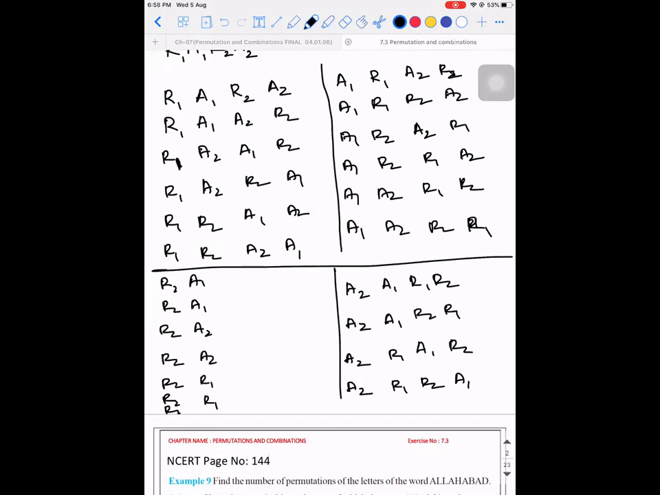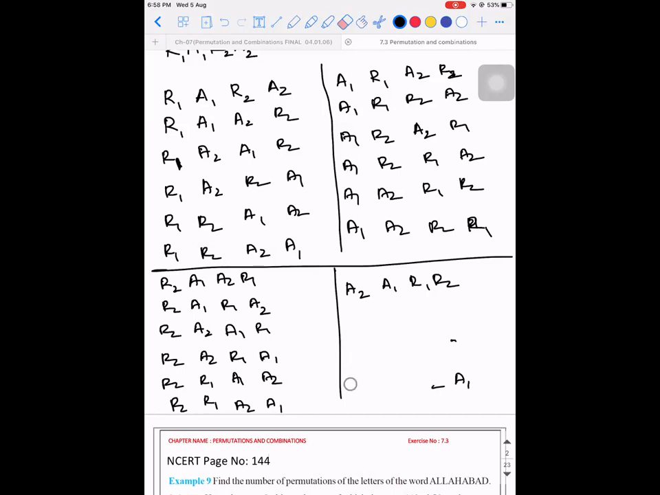1, 2, 3, 4, 5, 6, 7. So this is R2, right? A2, R1, R1, A2. So what is missing in R2, A2? A1, R1, R1, A1. Then what is missing here? A1, A2, A2, A1. Then what will I get here? You guys tell me. Fast, make it fast.